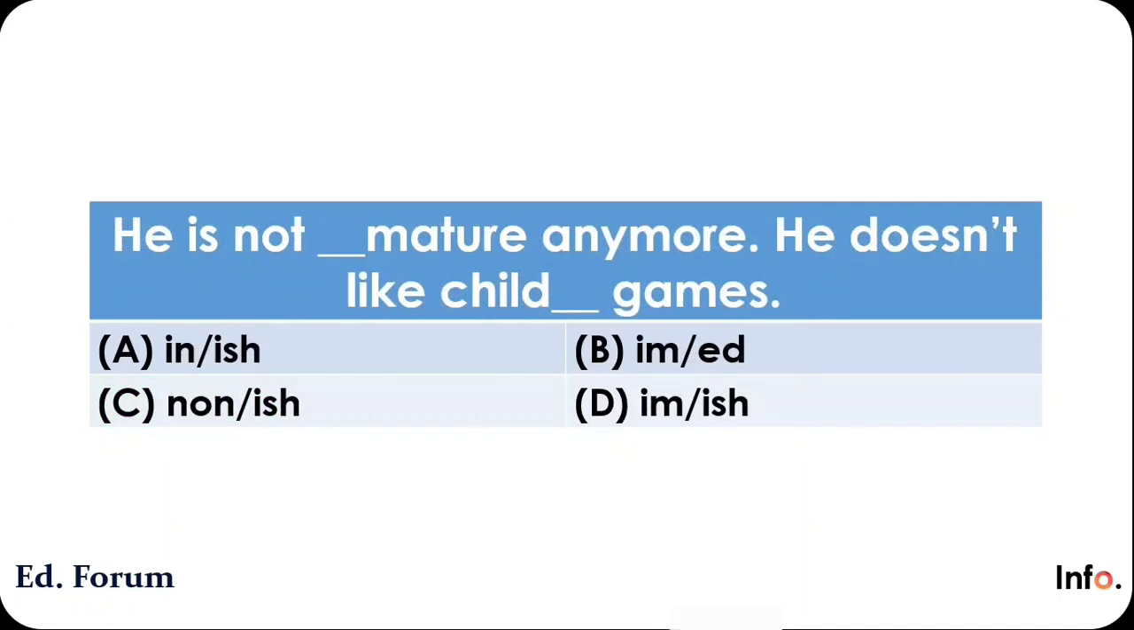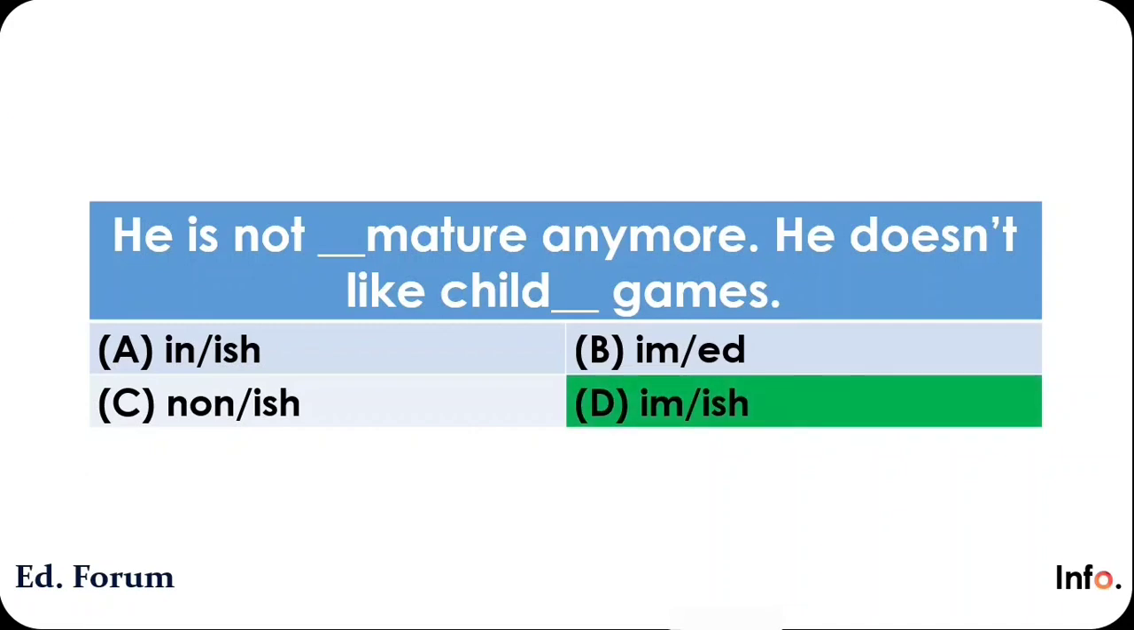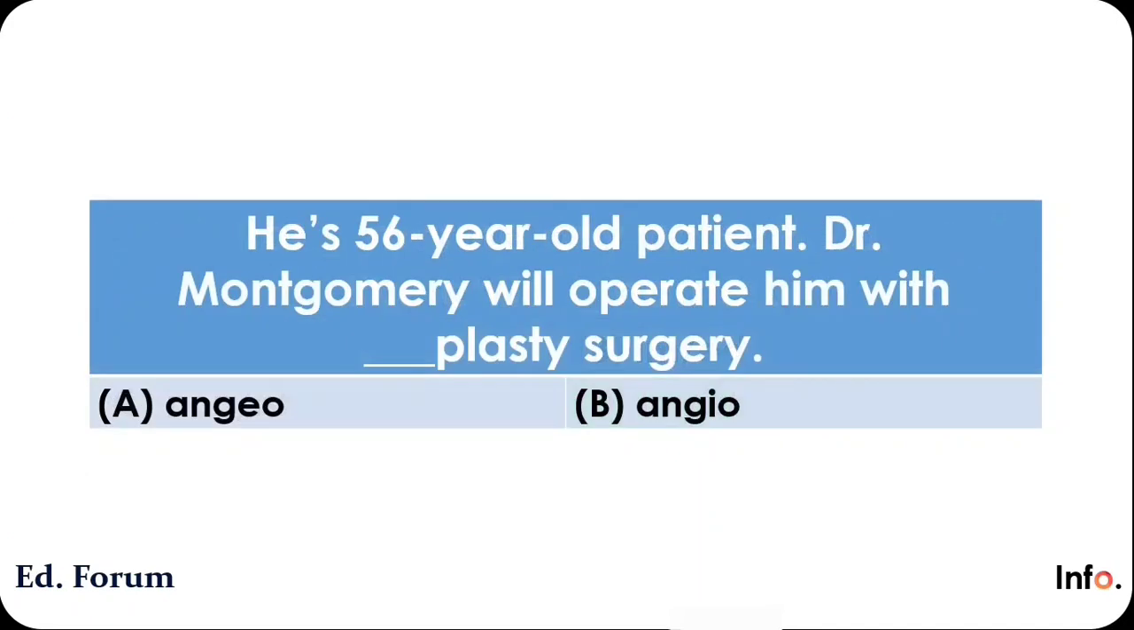Now he's not dash mature anymore. He doesn't like child dash games. So mature is a person, and the opposite of that is immature. So we said that immature is the right answer. Okay. And then childed or childish. Childish is actually the word. So option D is correct. He is not immature anymore. He doesn't like childish games.